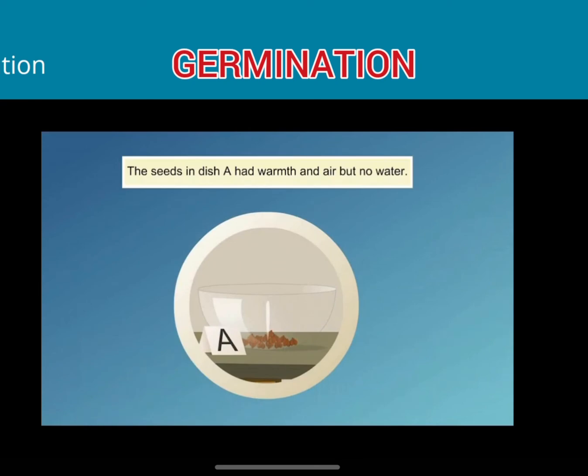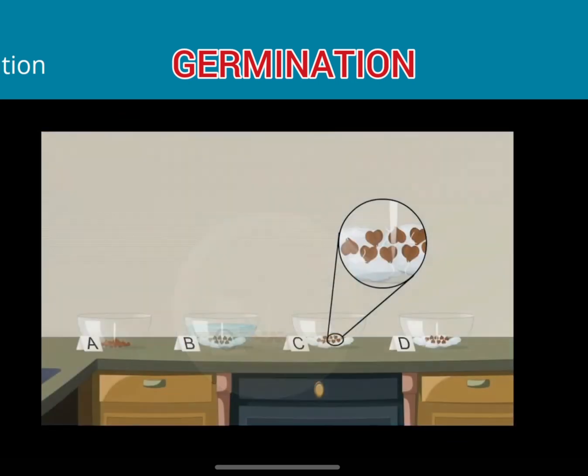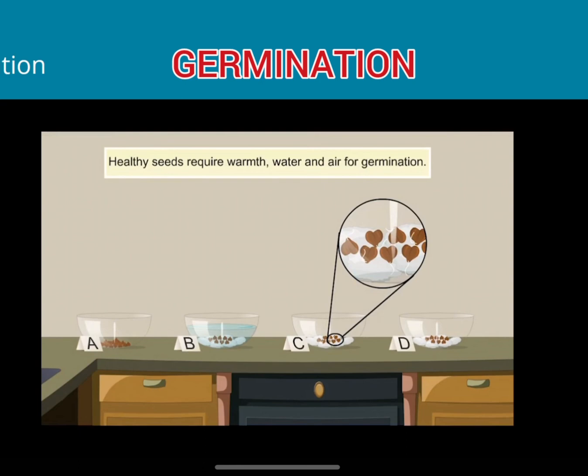The seeds in dish A had warmth and air, but no water. The seeds in dish B had warmth and water, but no air. The seeds in dish D had water and air, but no warmth. Only the seeds in dish C received warmth, water, and air. So, this conveys that healthy seeds require warmth, water, and air for germination.